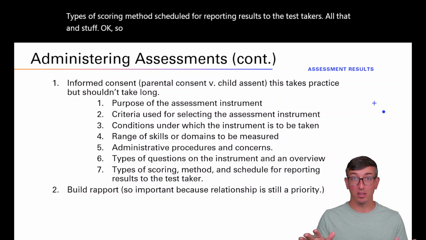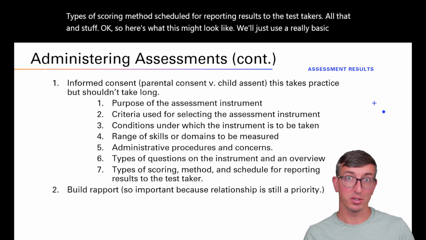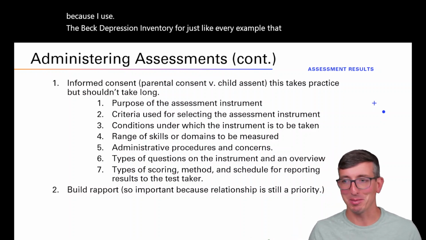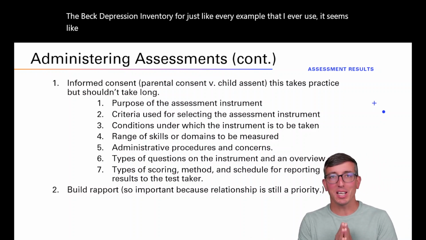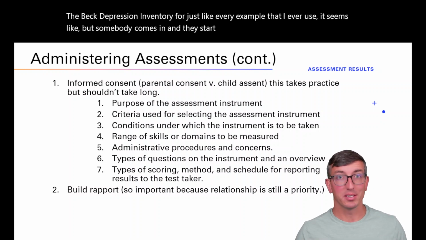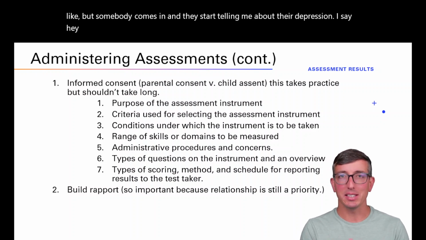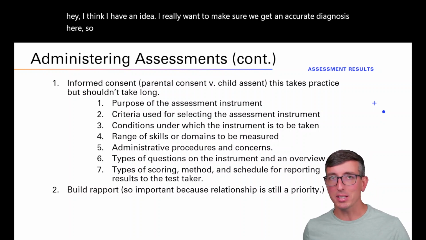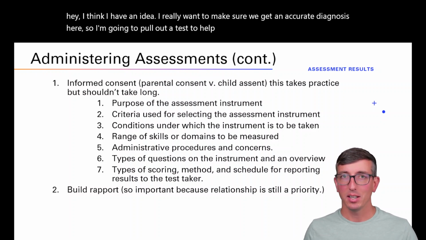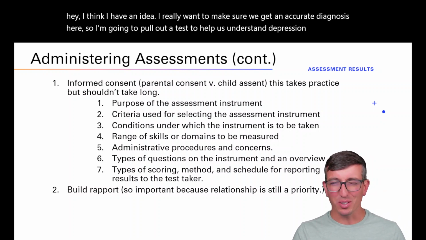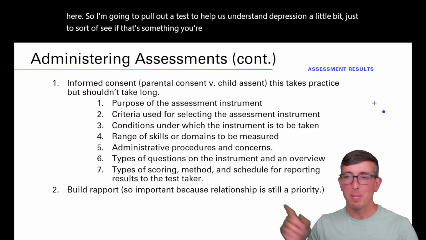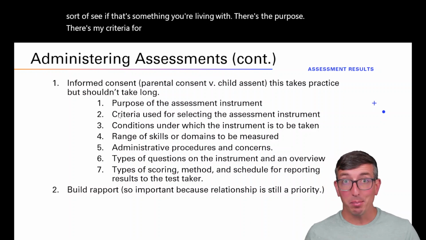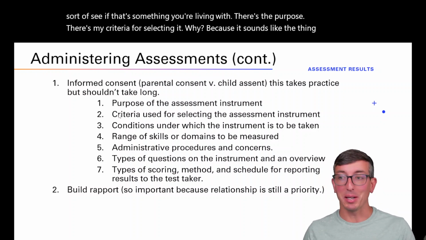Okay, so here's what this might look like. We'll just use a really basic one because I use the Beck Depression Inventory for just like every example that I ever use, it seems like. But somebody comes in and they start telling me about their depression. I say, hey, I think I have an idea. I really want to make sure we get an accurate diagnosis here. So I'm going to pull out a test to help us understand depression a little bit, to sort of see if that's something you're living with. There's the purpose. There's my criteria for selecting it. Why? Because it sounds like the thing that you're saying to me.